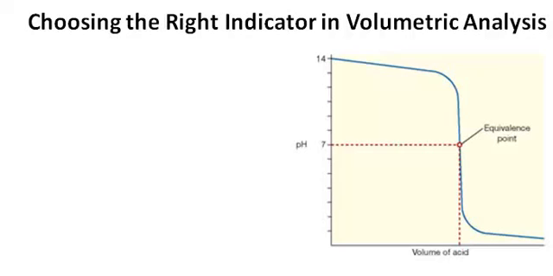Today we're going to look at how to choose the right indicator in volumetric analysis and how to interpret a pH graph in a volumetric analysis. We're going to look at, first of all, a strong acid versus a strong base.